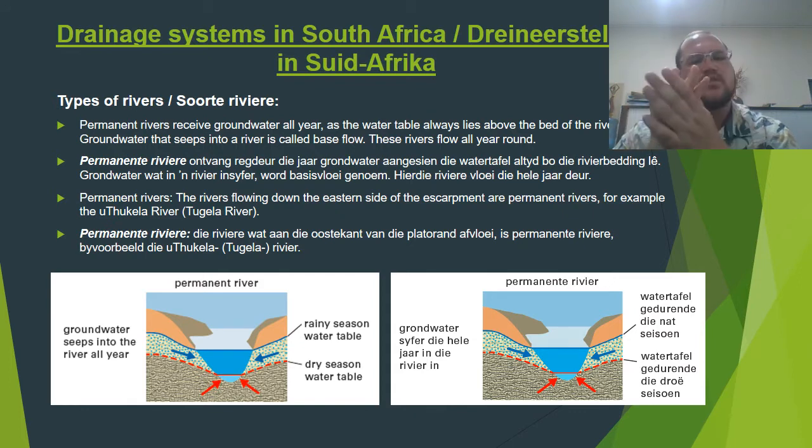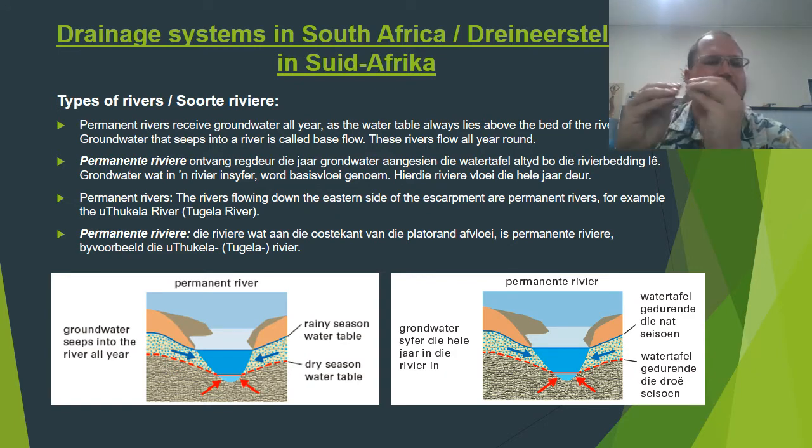Now what's the difference? These are things we've discussed before. Permanent rivers will flow throughout the year. Non-permanent rivers or perennial rivers, in other words, will only flow at certain times of the year. They're seasonal. And then we get exotic rivers that flow through areas that aren't characterized by water flowing there.